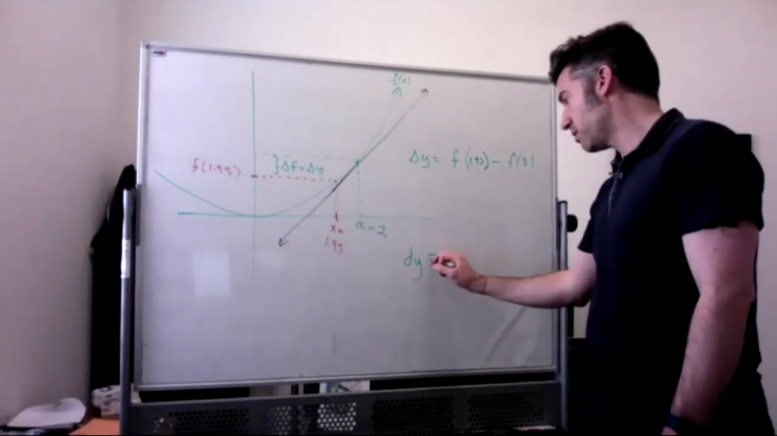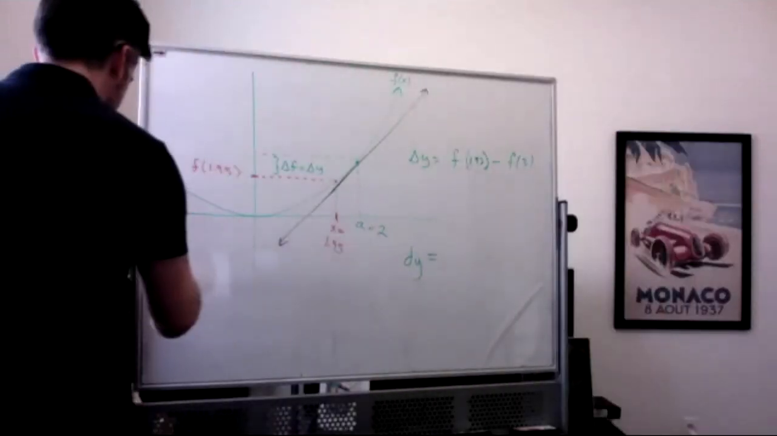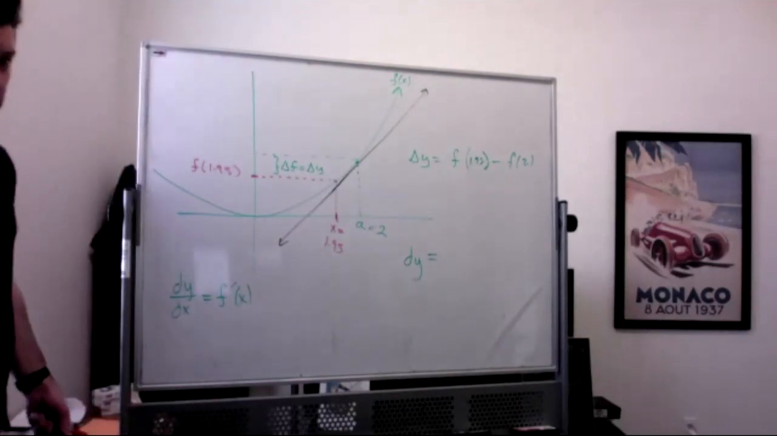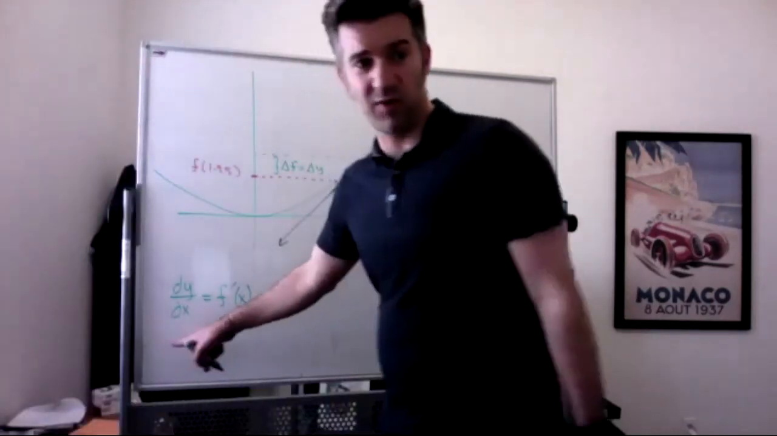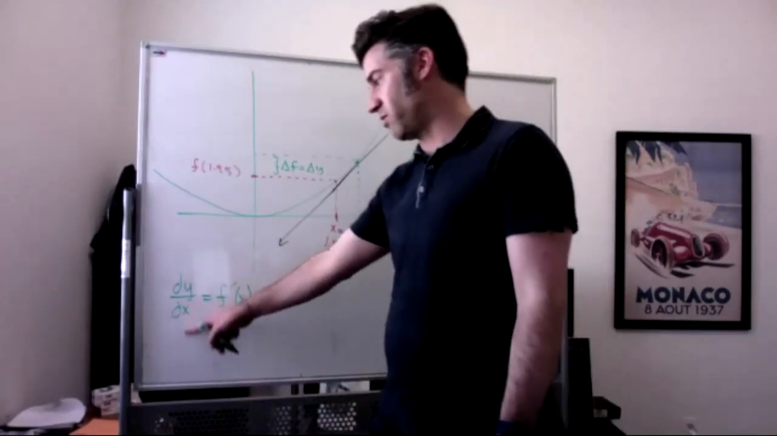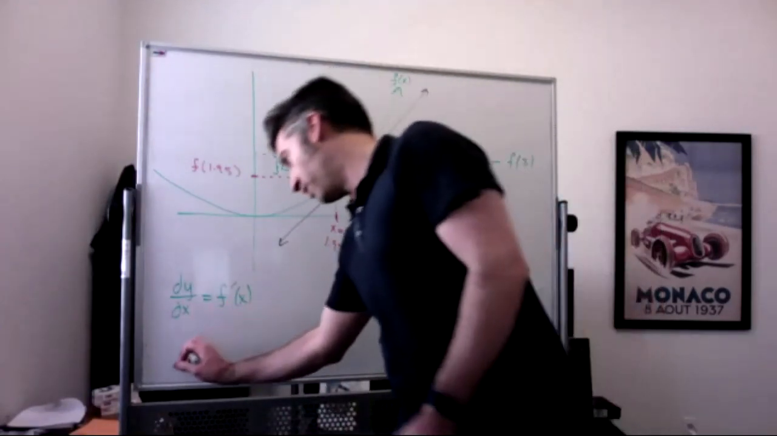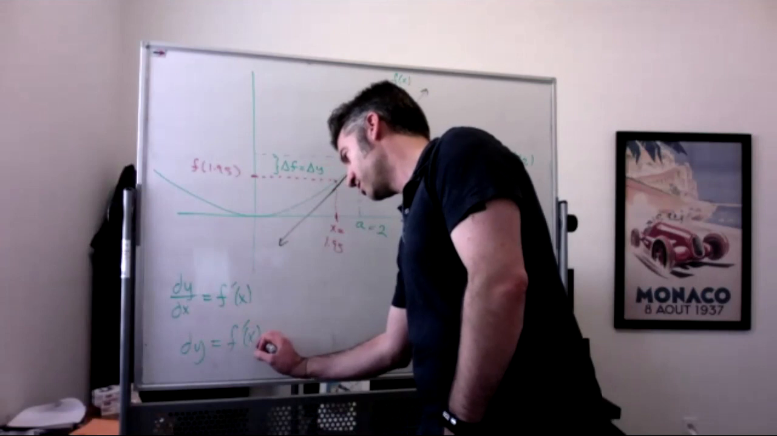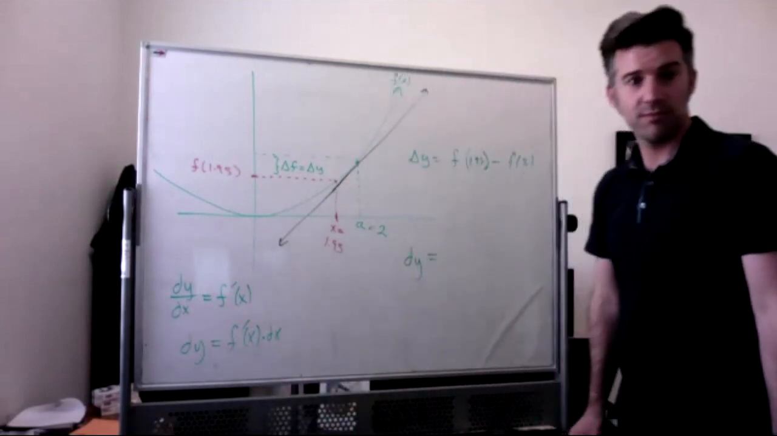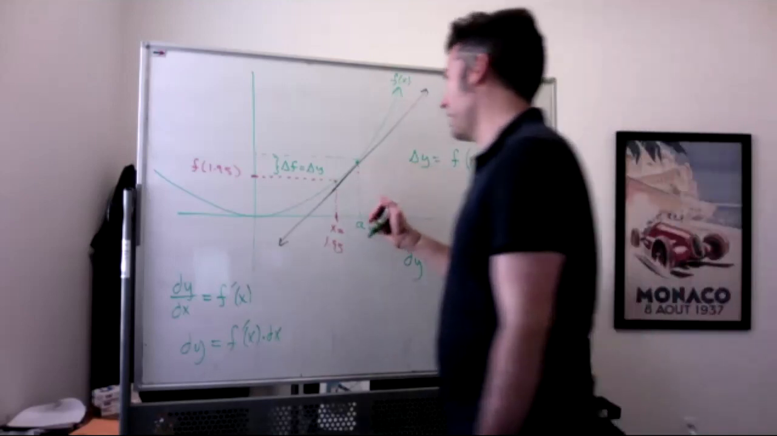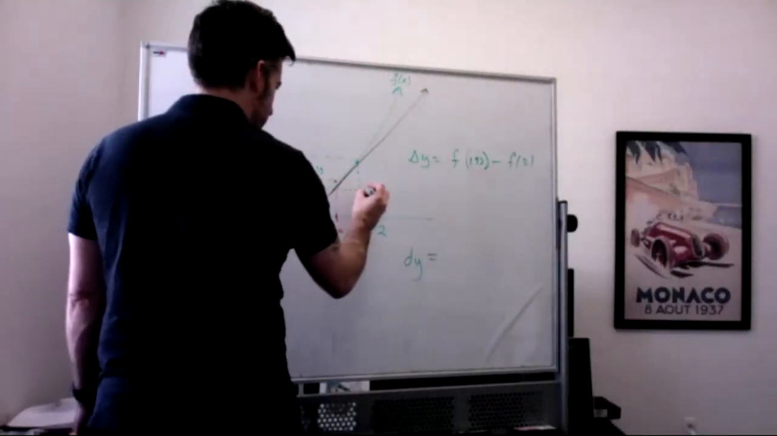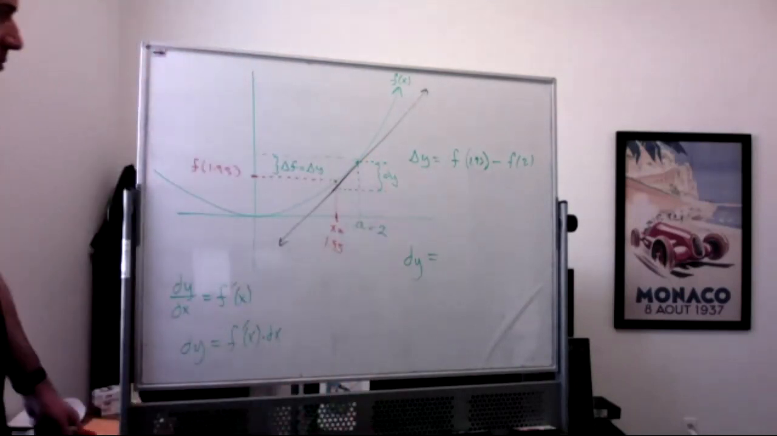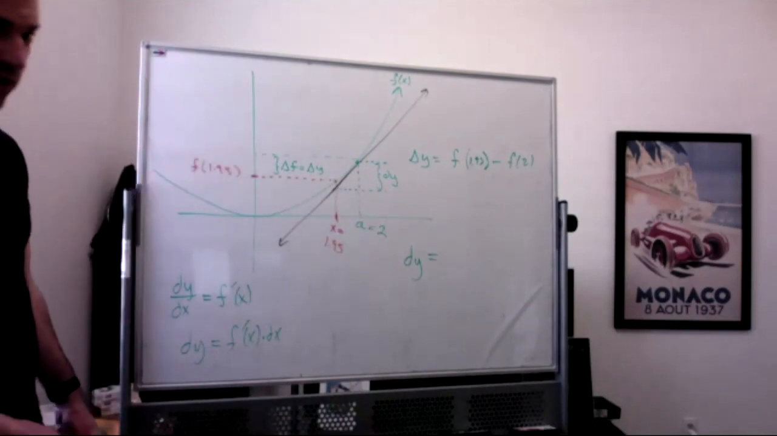And dy really is coming from the fact that the derivative dy dx is equal to the derivative. And then we're really just going to treat this like a fraction. If the rise over the run is equal to the slope of the tangent line, then the rise is equal to the slope of the tangent line times the run. So this dy here, that's your dy. It's almost the same as delta y, but not quite the same.